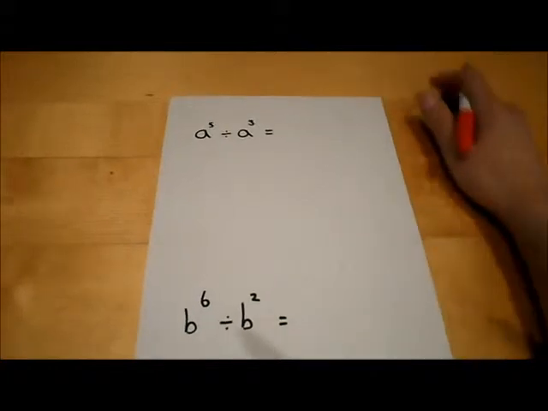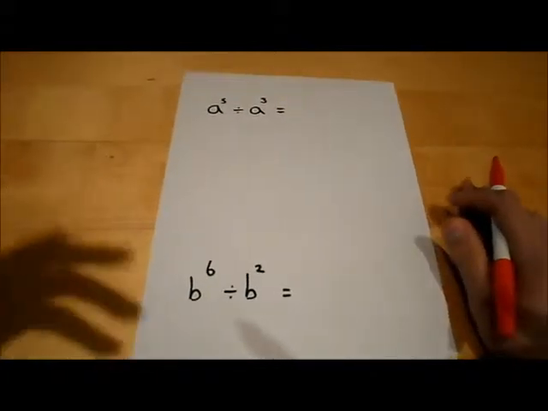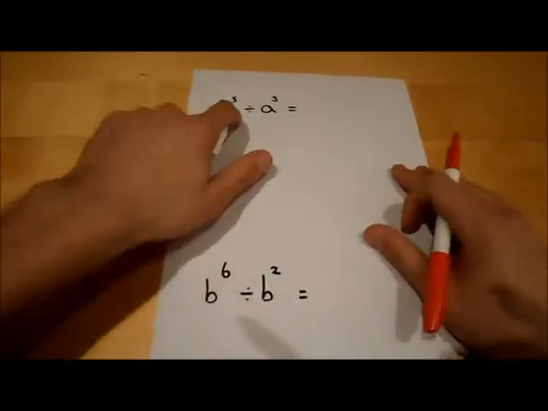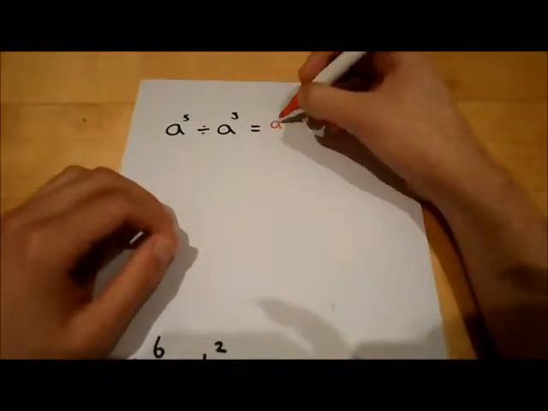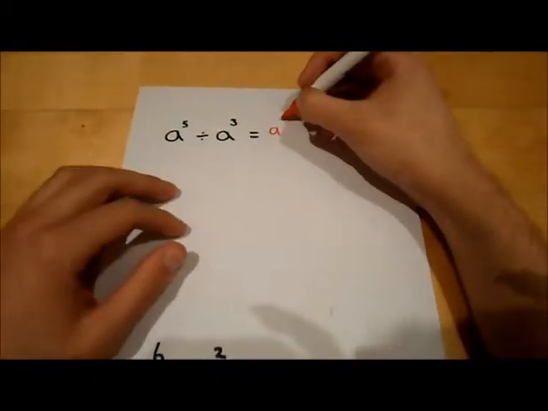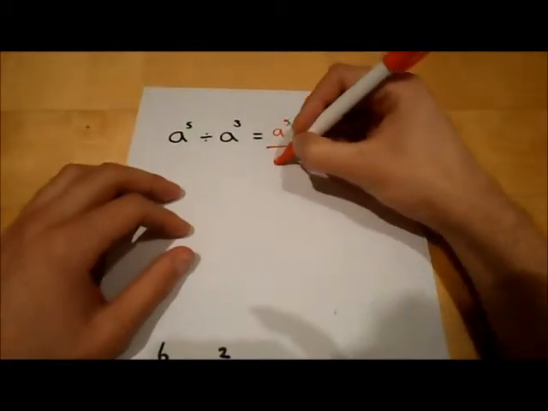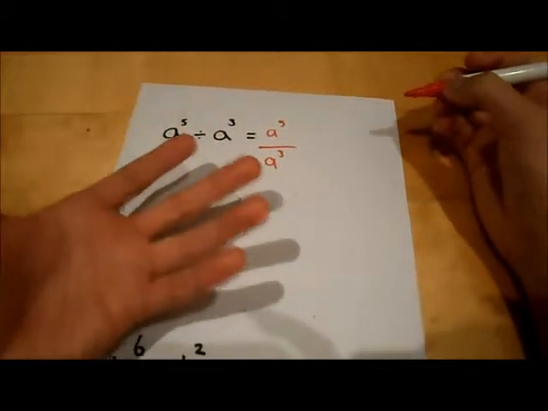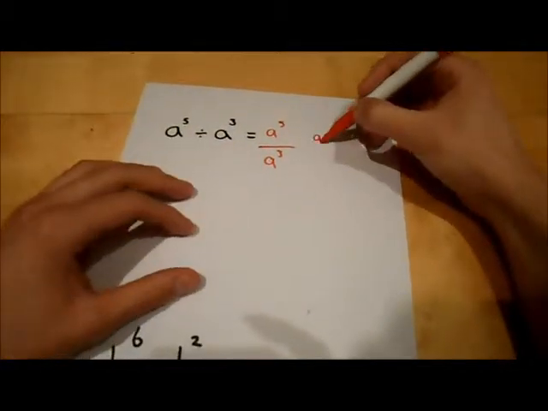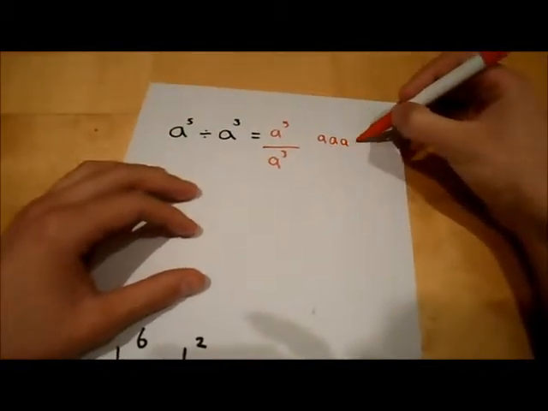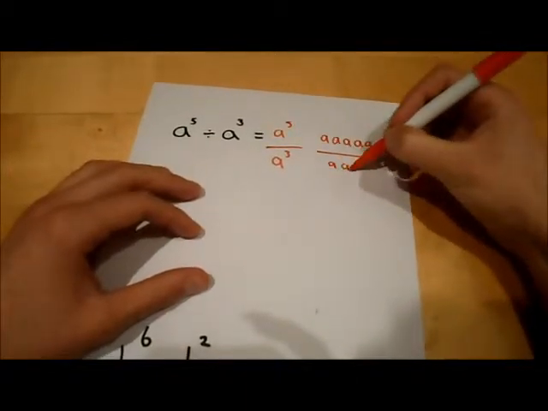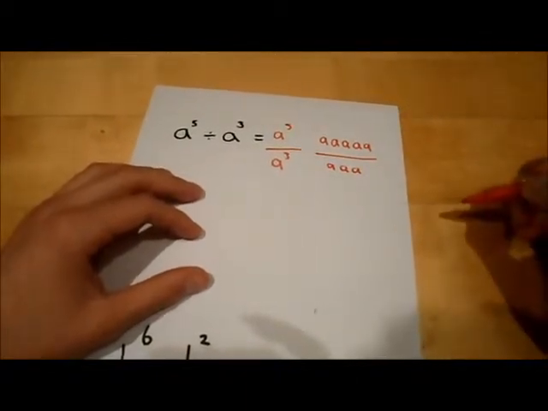What this video is mostly going to focus on is index notation when we're dividing. So before we were multiplying, this time we're dividing. Now, I can rewrite this as a to the power of 5 divided by a to the power of 3. Now, if you think about this in long form, that would be a times by a times by a times by a times by a divided by a times by a times by a.